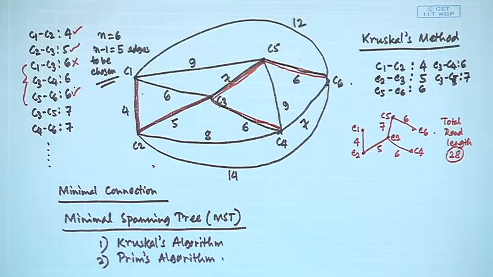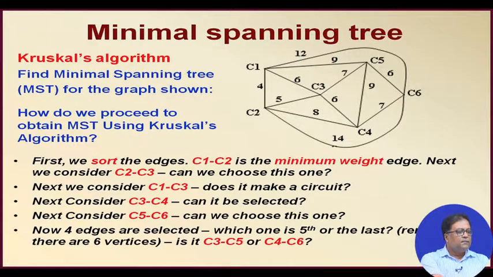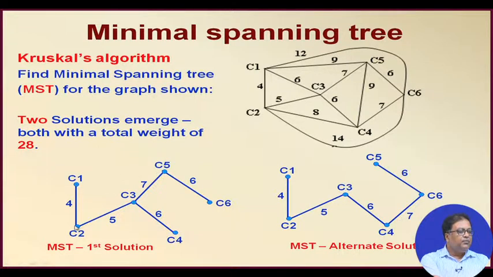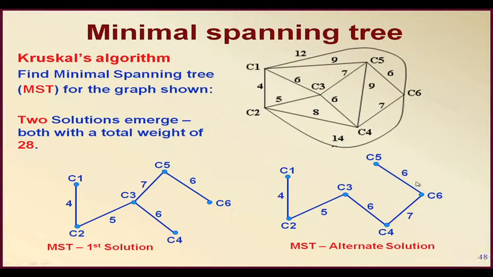So in Kruskal's method the total is 28, and if you really look here, you can see that depending on whether you choose C3 C5 or C4 C6, we get the 2 alternate solutions, right. So that is the Kruskal's method for solving minimal spanning tree problems.